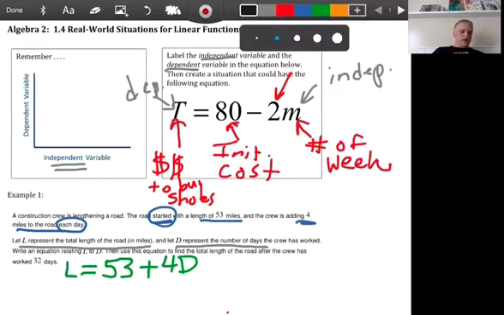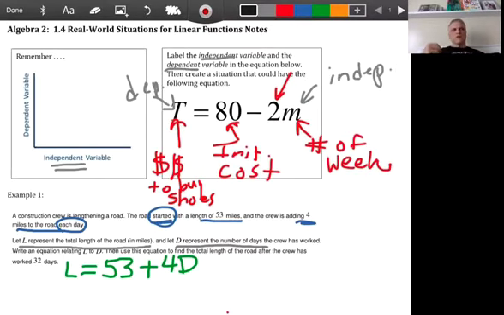And so now it asks us to use the equation to find the length of the road after the crew has worked for 32 days. Okay, well, 32 days has to be the value of either L or D. Those are my only 2 variables. So is 32 the length of the road in miles total, or is 32 the number of days? Well, it says 32 days.